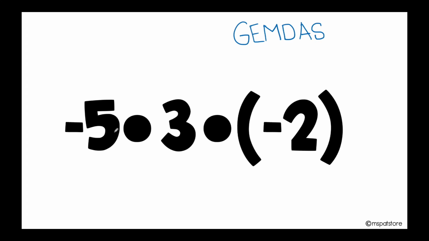Negative 5 times positive 3, remember, different signs, my answer will be negative. So negative 5 times positive 3 is negative 15. Now I'm going to bring down the other symbol and number that I haven't used, okay? Again, this is multiplication. When I am multiplying and they have the same sign, my answer is positive. So negative 15 times negative 2 is positive 30.